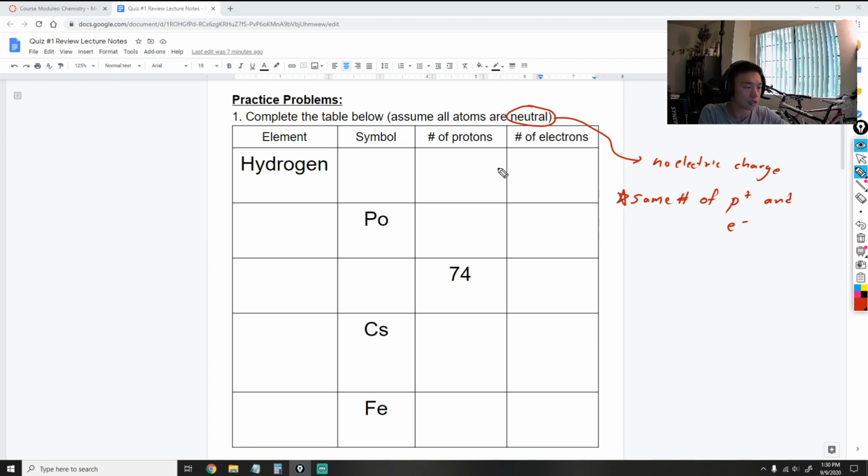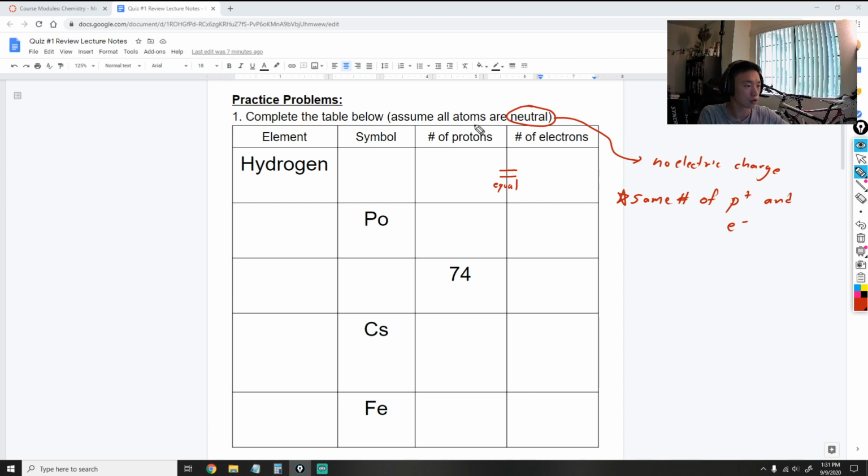So what that means is whatever is going to be in this box is going to be in this box. So these two boxes are going to be equal. Okay, so just keep that in mind and make sure you guys read the directions because, hint, hint, if it says it's not neutral, that means there's going to be a different number of protons and electrons. Just keep that in mind.